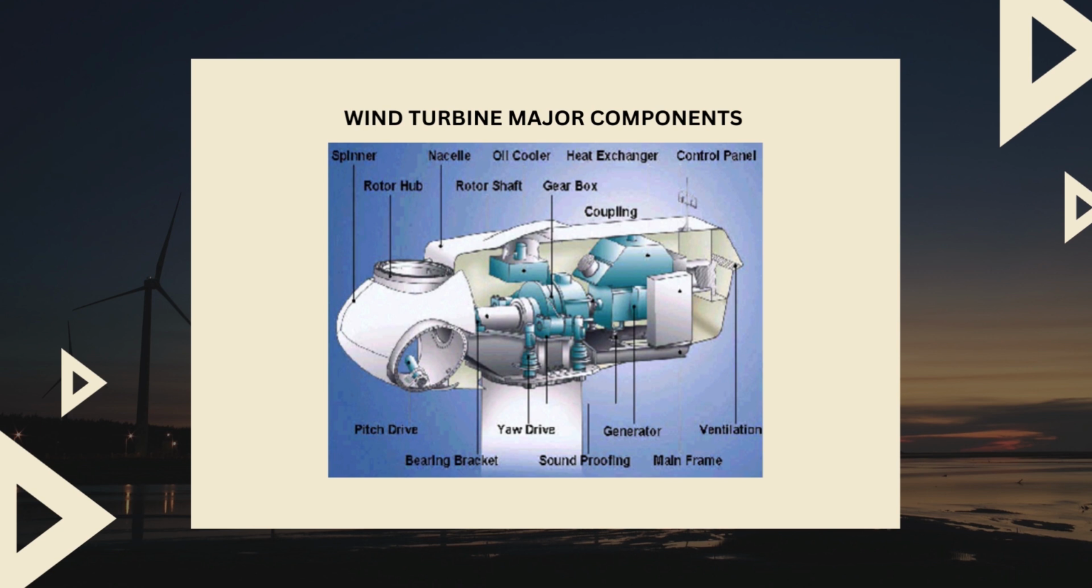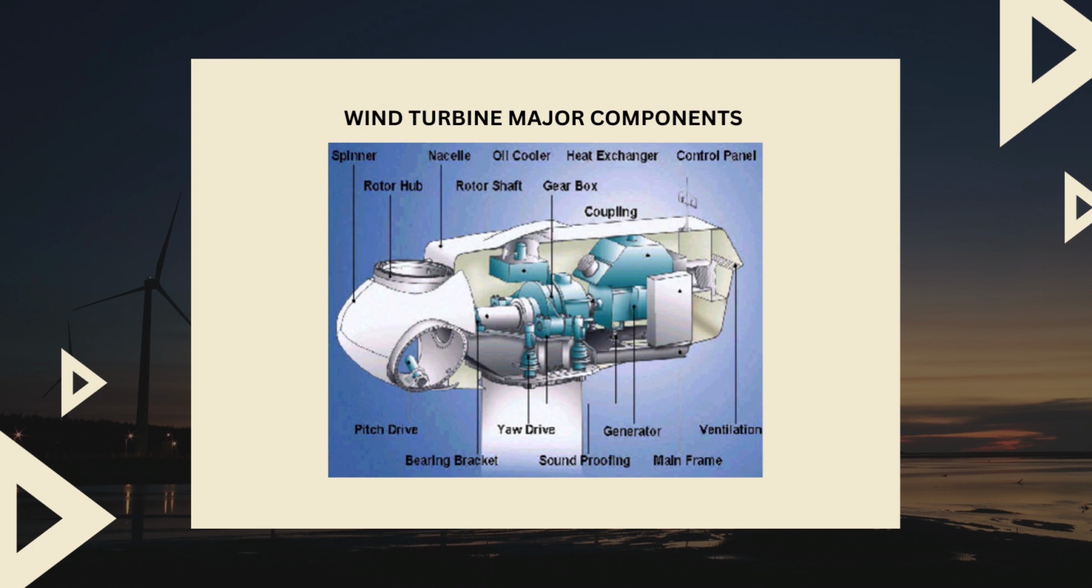The low speed shaft connects to the high speed shaft and increases rotational speed from about 30 to 60 rpm to about 1000 to 1800 rpm. Next is generator. It produces electricity. Then the high speed shaft drives the generator. Then the controller starts and shuts down the wind turbine machine.